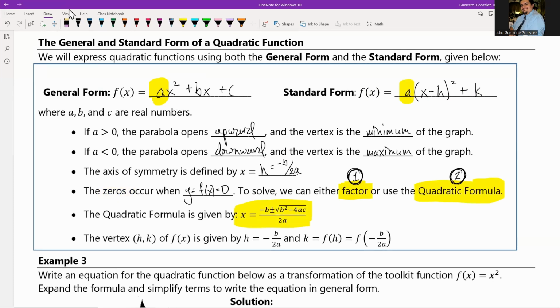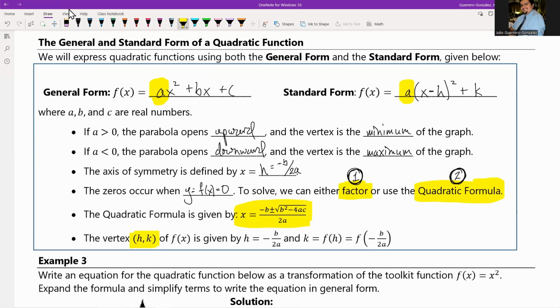But the more important thing is, first see if you can factor it easily using the diamond method or whatever other method you can think of. If that doesn't work, the quadratic formula will always get you the answer, but it'll take a little longer. That's it.